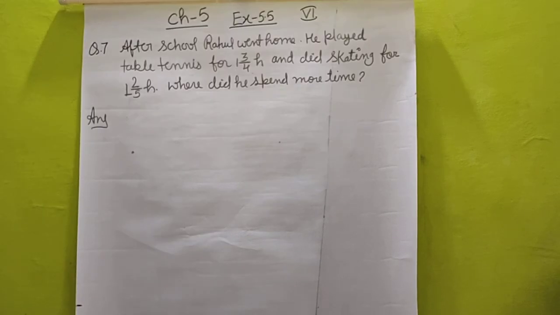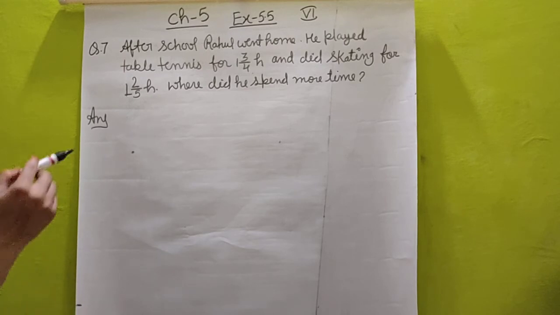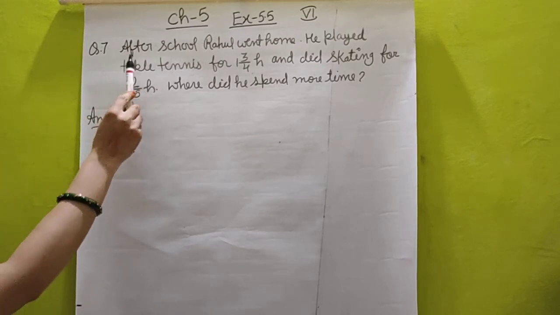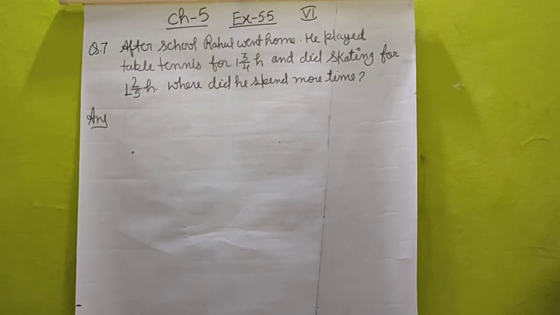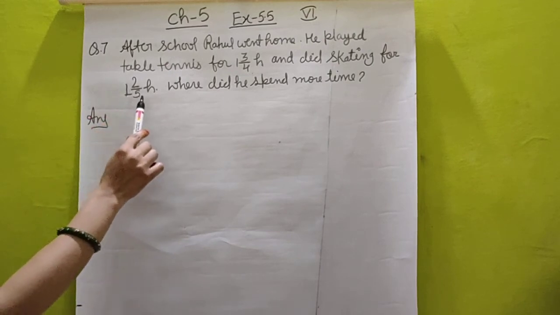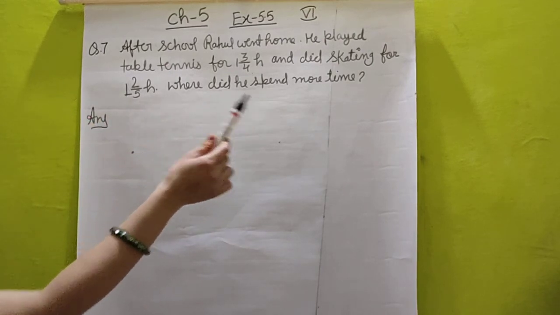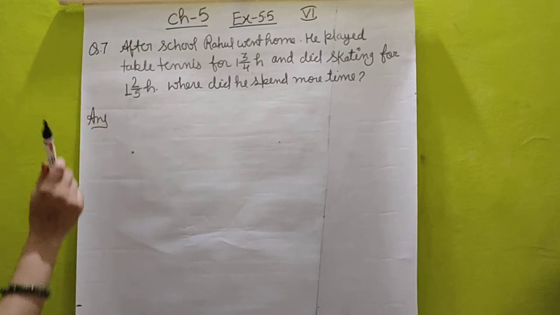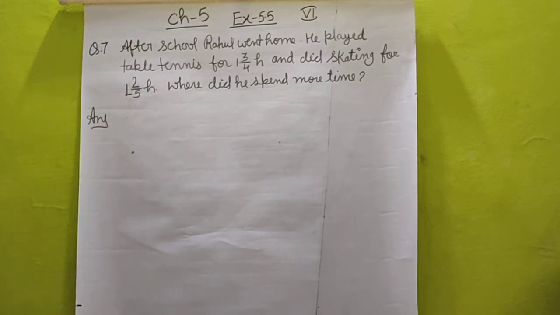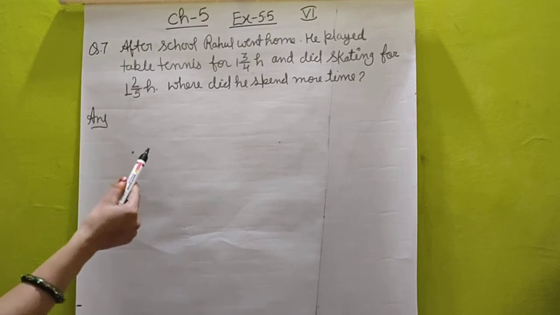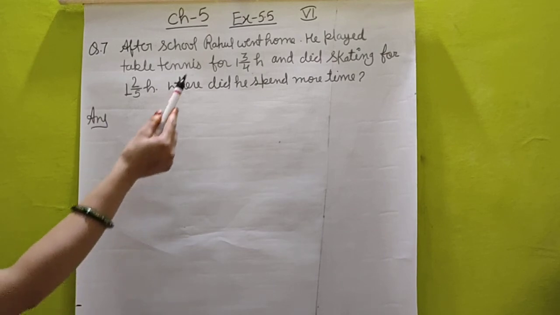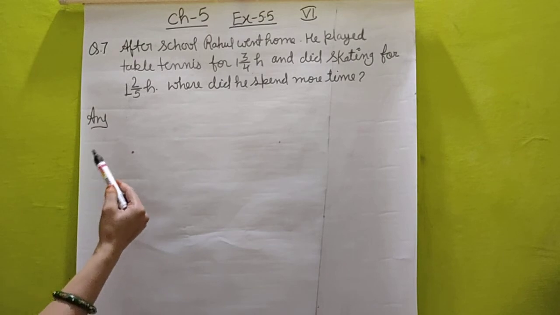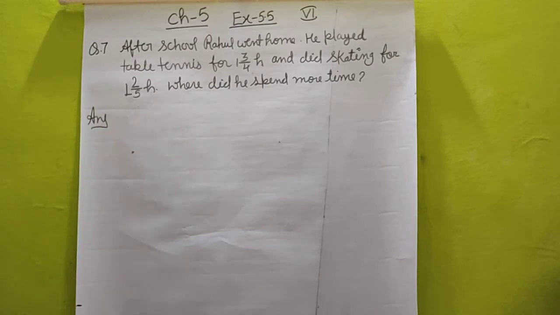Now students, question number 7, it's your last question. This is also a word problem based on fractions. After school, Rahul went home. He played table tennis for 1 3 by 4 hour and did skating for 1 2 upon 5 hour. Where did he spend more time? Same as we did in question number 6. Here also first we will write a statement, then we will convert them into improper fraction, and after that we will find which one is greater. So what we will do here, also cross multiplication method we will use.